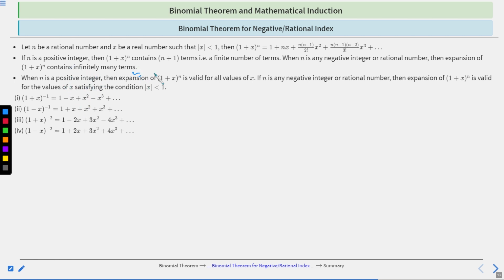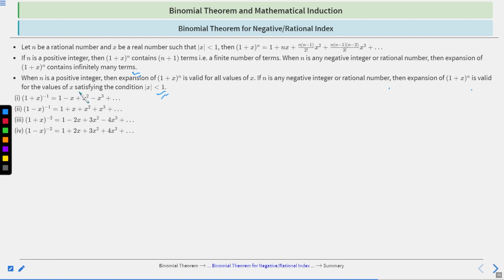When n is a positive integer, the expansion of (1 + x)^n is valid for all values of x. And if n is a negative integer or rational number, then the expansion of (1 + x)^n is valid for the values of x satisfying |x| < 1, right? It will be valid when these conditions are satisfied.